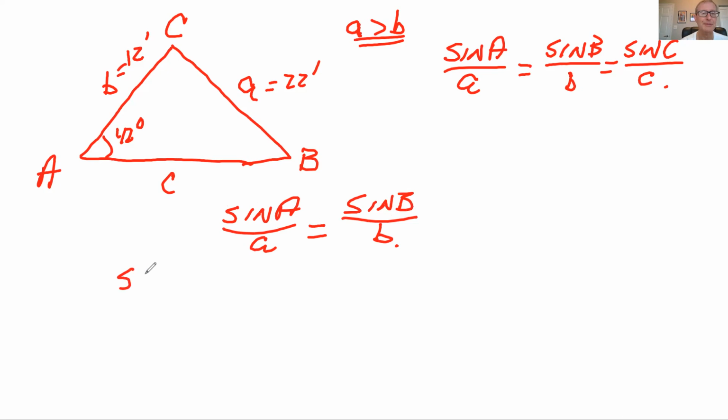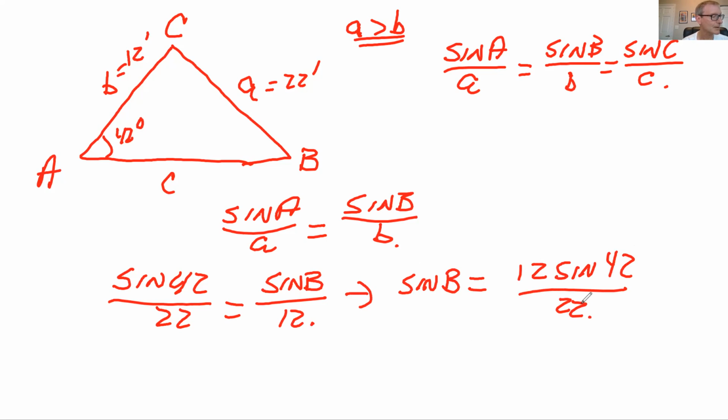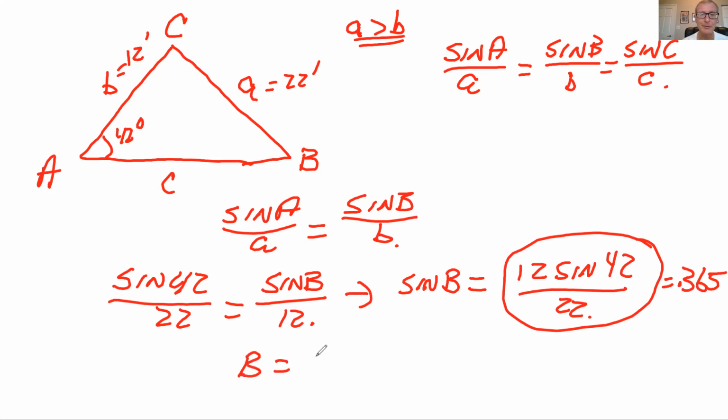If you did that, you would plug it in, you'd get sine of 42 divided by 22 equals sine of B, right? We want to calculate B over little b, which is 12. So you do a little algebra, and you end up with sine of our angle B equals 12 times sine of 42, all divided by 22. If you plugged it into your calculator, if I did it right, you would get 0.365. So how do we find angle B? Here we do the sine inverse, right? So angle B would be sine inverse of 0.365. If you get out your calculator, and again, this would be in the first quadrant, I got 21.4 degrees.